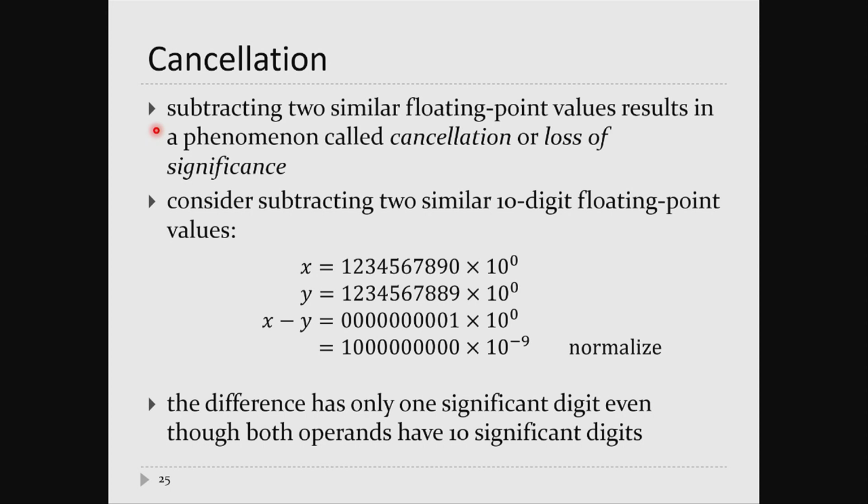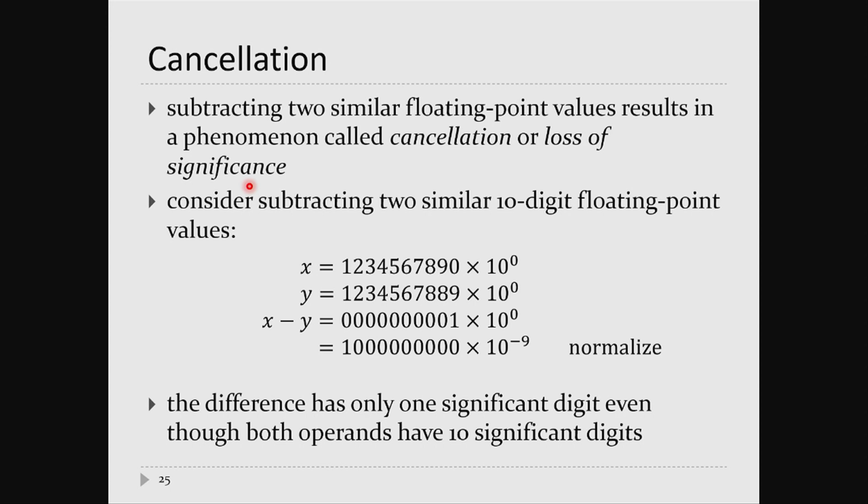Subtraction is especially problematic with floating point numbers. When you subtract two different values, there's usually not a significant error in the answer. The problem happens when you subtract two similar valued numbers. And so what happens here is what's called cancellation or loss of significance.